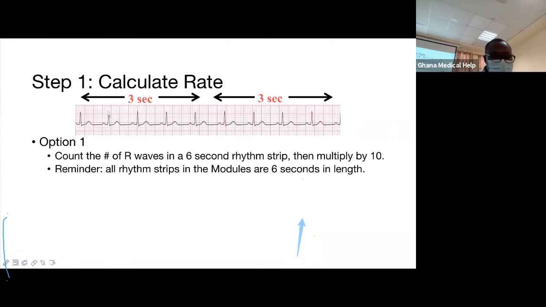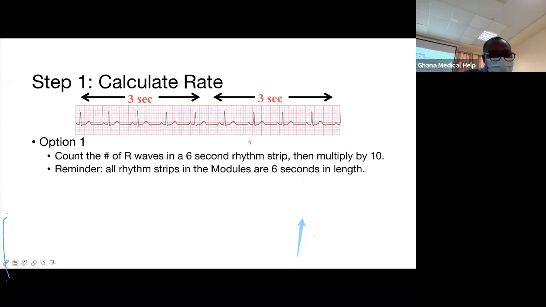What we are simply saying is that if you want to determine the rate accurately, you can use the 6 seconds. Count 6 seconds, that is, count 30 boxes. From here up to 30, mark here and mark over there. Count the number of R waves inside these 30 boxes. That's 1, 2, 3, 4, 5, 6, 7, 8, 9. Multiply 9 by 10, that's 90. So that's the rate. That's option number 1. Second option, if you have the 10 second strip, count the number of R waves in the 10 seconds and multiply that by 6.